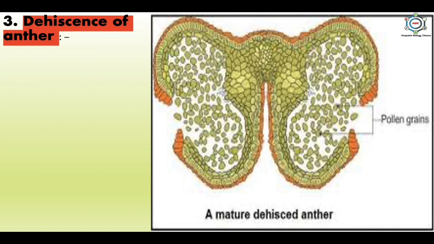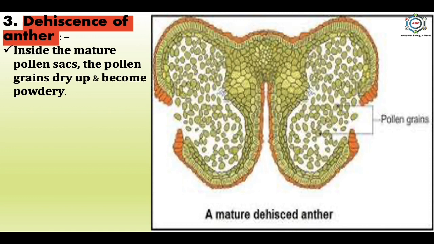Now, the dehiscence of anther. So, this is a picture which you can see here, a mature dehisced anther. And you know that inside the mature pollen sac, the pollen grains dry up and become powdery. So, because of this, the septum becomes absorbed and the anther dries up. In this picture, you can see the drying proceeds further.